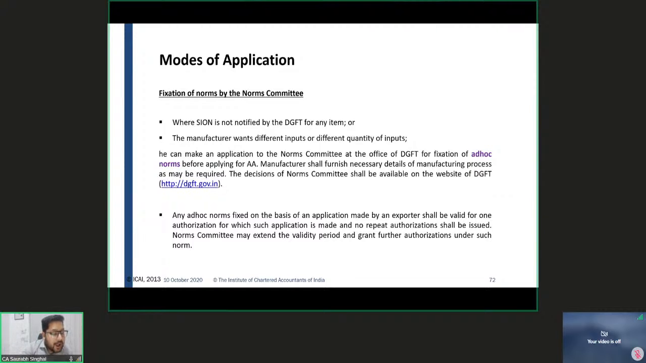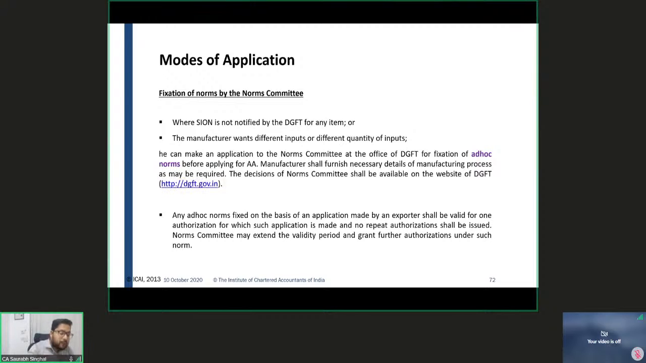So in that case, I can take the complete backing of my input ratio, my different inputs, and apply for an ad hoc norm before the DGFT department and say that my product is either not there or my product is there, but my inputs are different, in a different ratio or maybe different inputs altogether. Therefore I do not satisfy, or CON norms do not fit me at all. And therefore, you give me a separate input output ratio, a separate ad hoc norm. These are called ad hoc norms. The word itself is self-explanatory. Ad hoc norms based on the manufacturing process and input output ratio given by me.